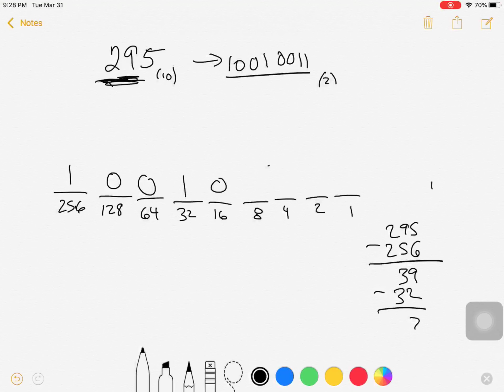Does 16 go into 7? No. Does 8 go into 7? No. Does 4 go into 7? It goes in once. Start over here. Does 2 go into 3? It goes in once. And does 1 go into 1? It goes in once. And you'll see we'll get the same value here when we're all said and done. All right, so that's how we convert from binary to decimal and from decimal to binary.